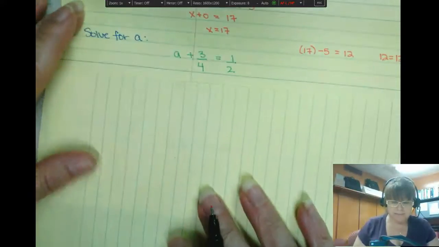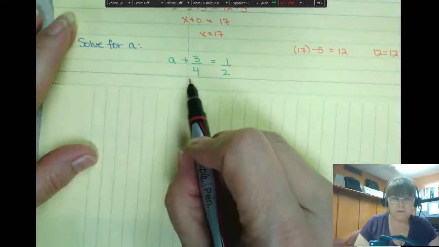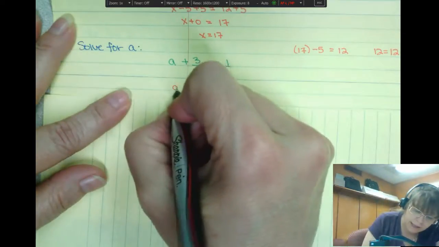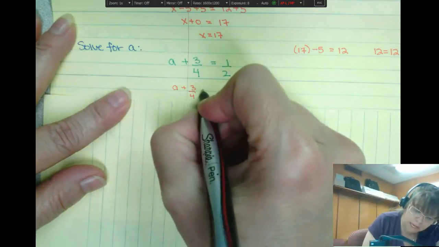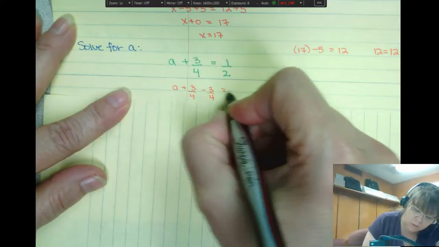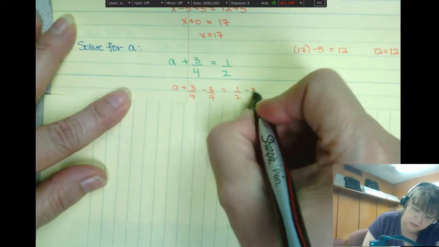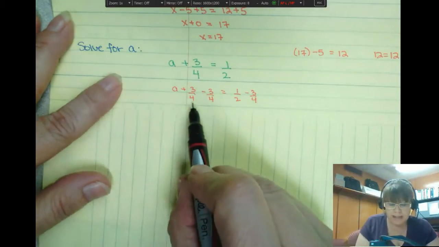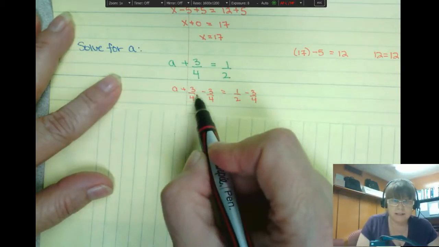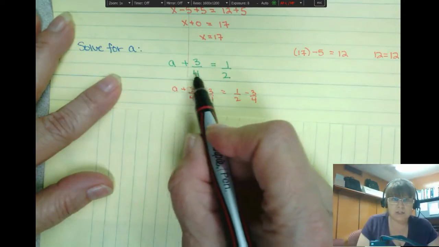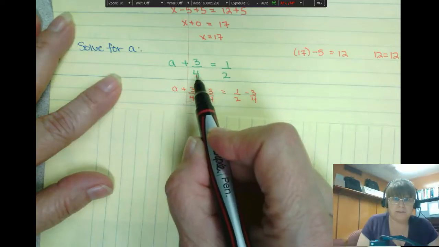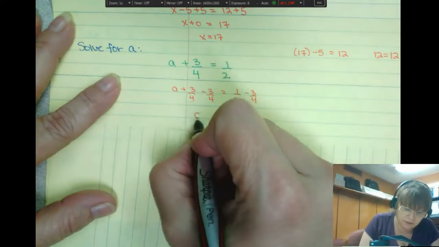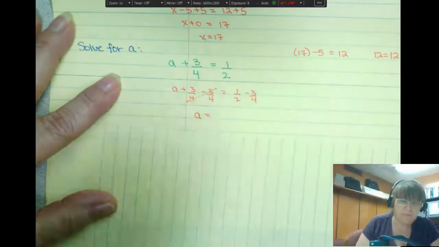Let's solve for a. a plus 3/4 equals 1/2. Well, a plus 3/4 minus 3/4 equals 1/2 minus 3/4. If you haven't figured it out, I'm always going to add the opposite of what is being added to the variable. The whole goal is to get 0 on the one side and leave the variable all by itself. That goes to 0.